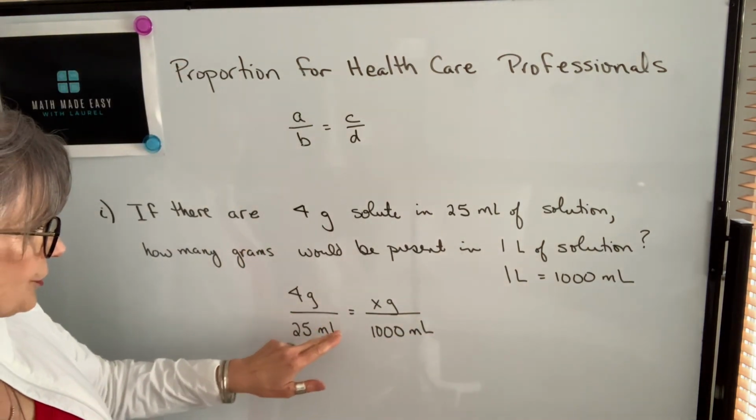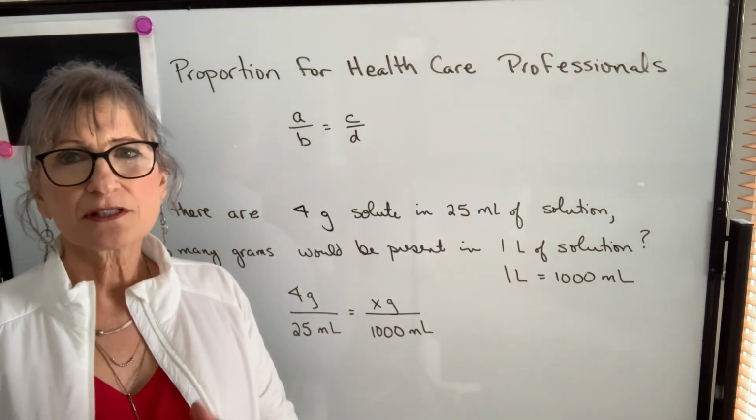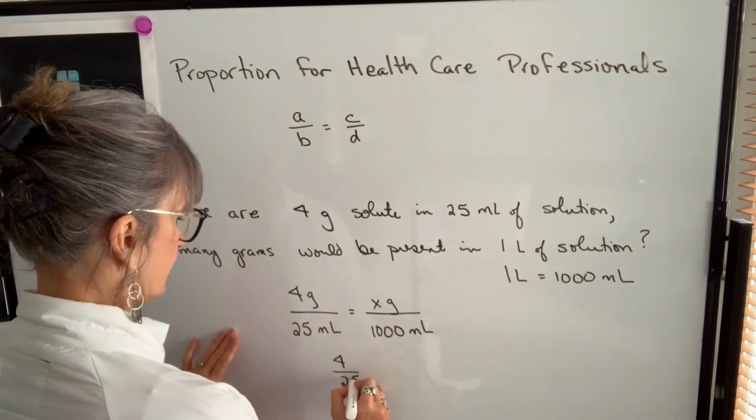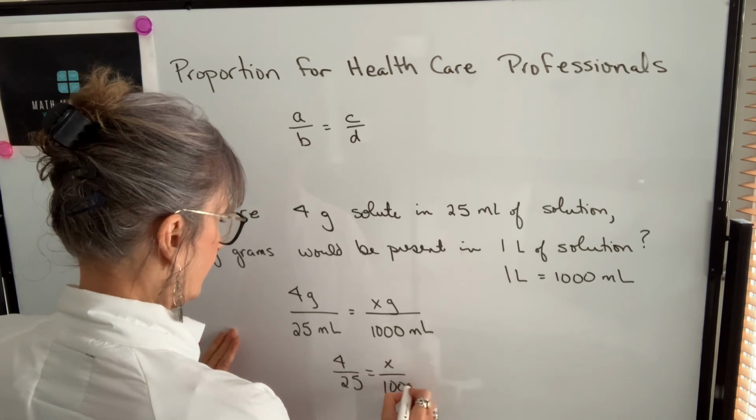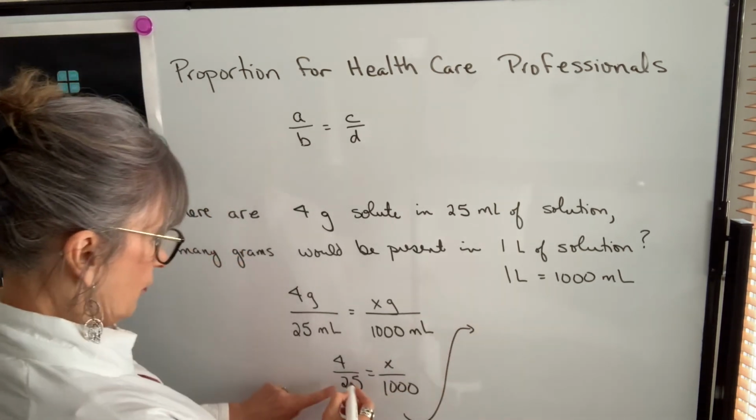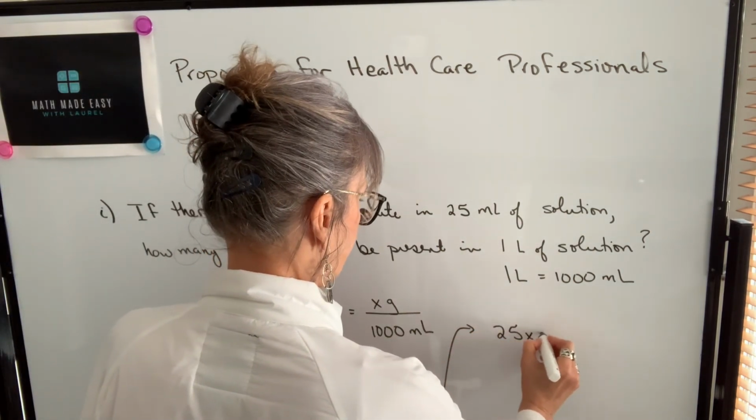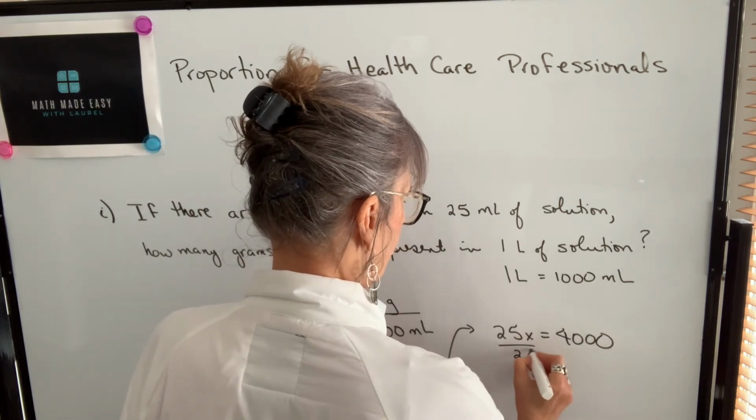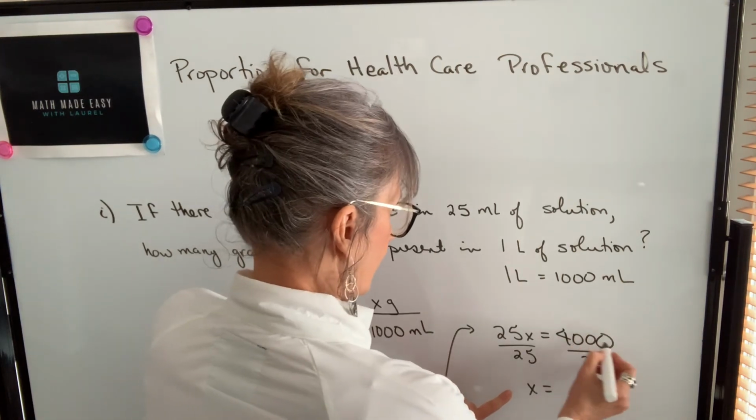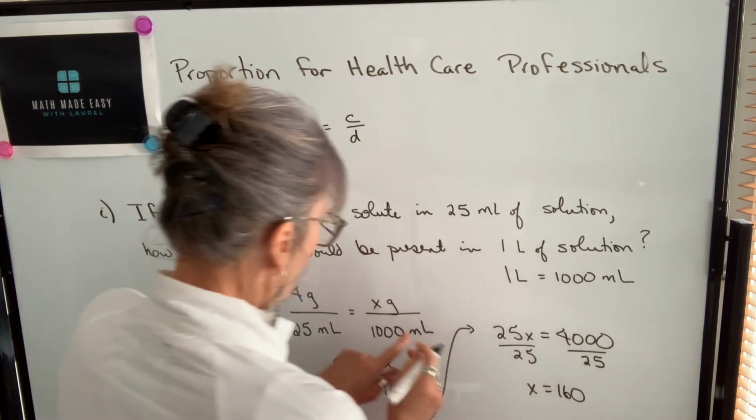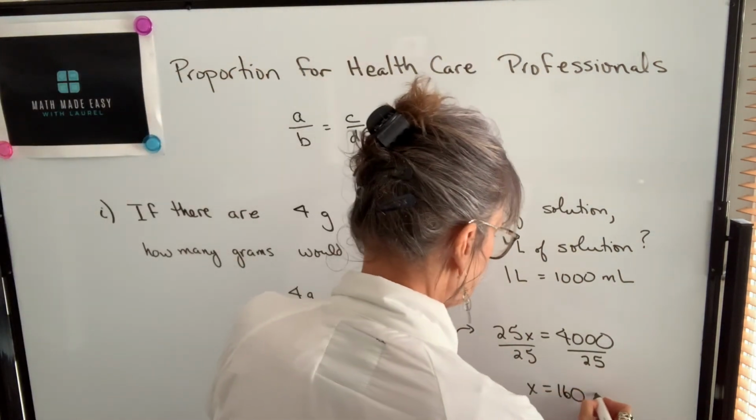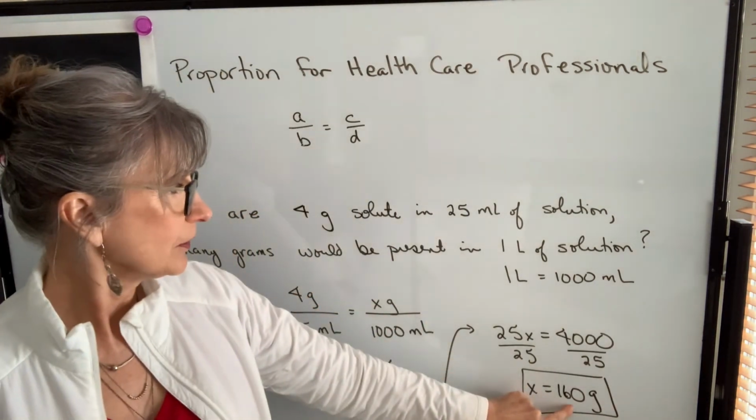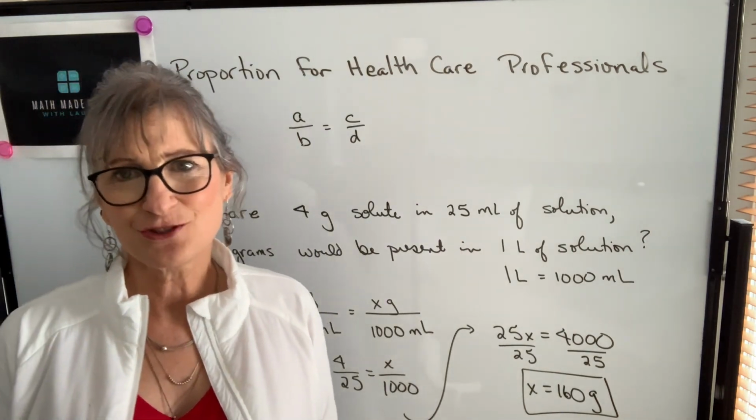I like to set up my proportion with the units to start with, just to confirm that all of the units are consistent. Then you can drop the units and just write it with the numbers. To solve this, I cross multiply, so I'll have 25 times X equals 4 times 1,000. Divide both sides by 25. 4,000 divided by 25 is 160. We know that that unit should be grams. So there would be 160 grams of solute in 1 liter of solution. Let's try some more examples.